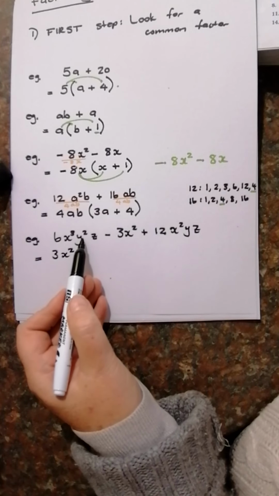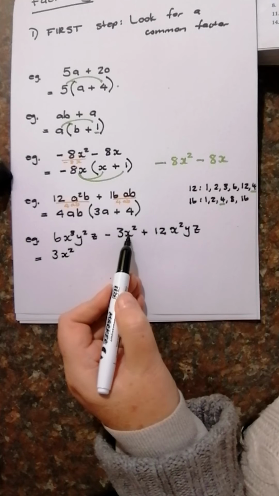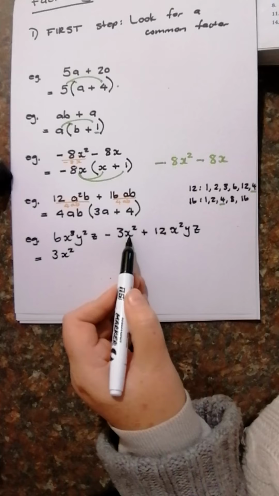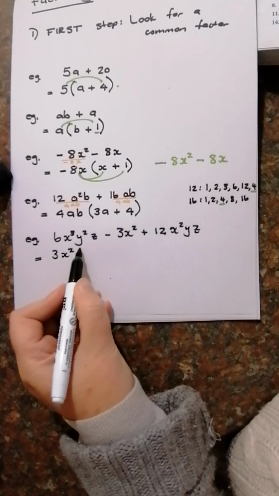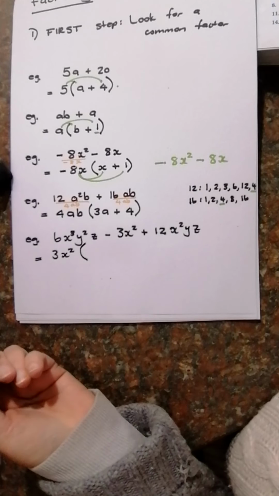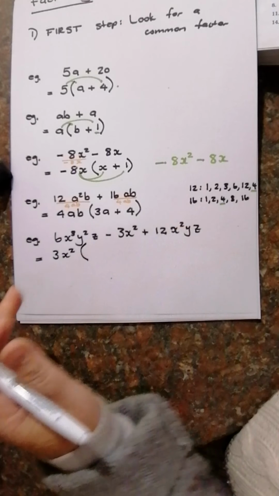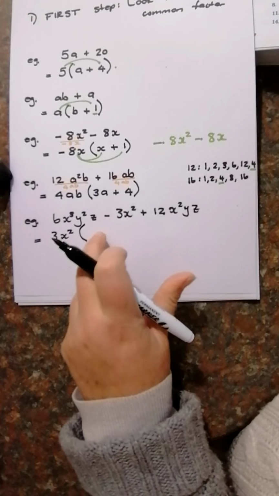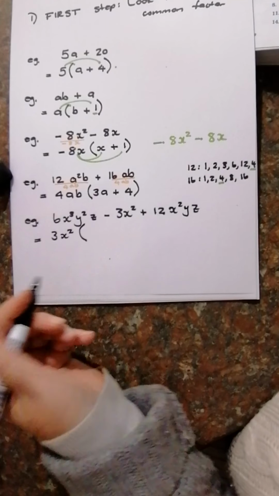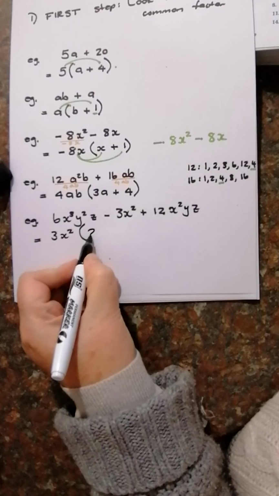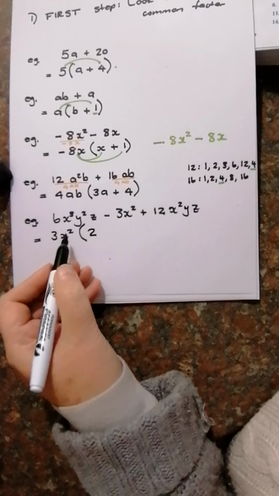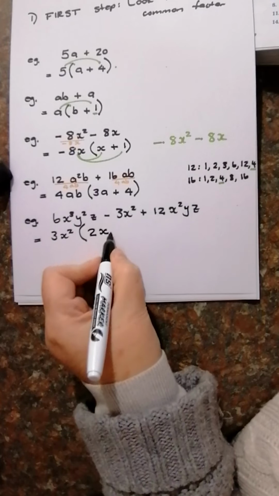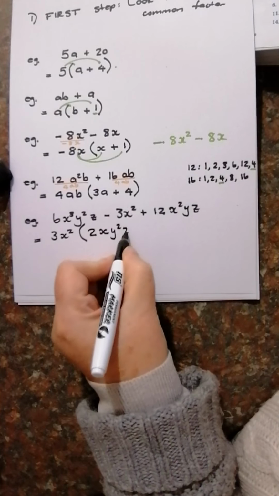I've got a y squared, but there's no y there. So I can't take him out. I've got a z there, but I don't have a z there either. So I can only take out what's common to all 3 terms. Right, now remember, multiply. What must happen here must equal that there. So 3 times 2 is 6. X squared times x is x cubed. The y squared and the z stay there.